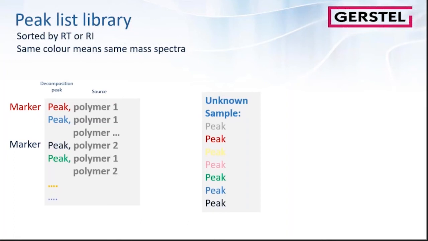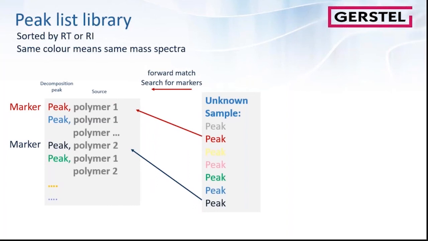And the first step for matching would now be to search for the markers. So we search if we have peaks in the sample that are considered to be markers in our library. These are the red and the black peaks. So the first hint is with the markers that our unknown sample might contain polymer number 1 and polymer number 2. But as we learned, one marker doesn't mean that it's really the polymer present here.